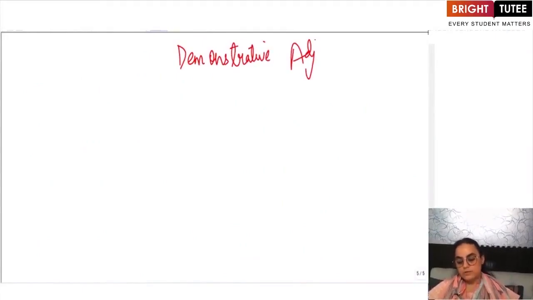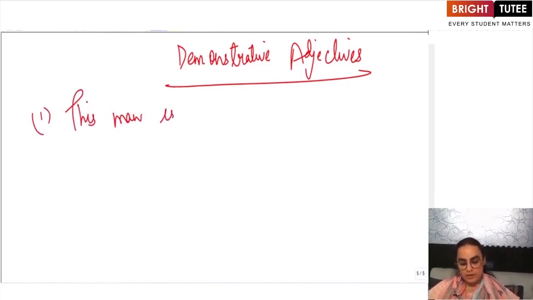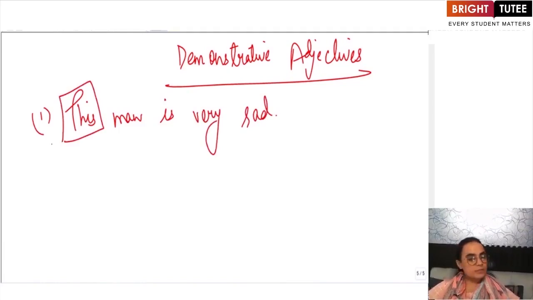So, demonstrative adjectives. Always remember, adjectives are those words which are used with the noun because they qualify the noun. So, they have to be used with a noun. So, this man is very sad. Here, this is my demonstrative adjective because it is used to qualify the noun man.